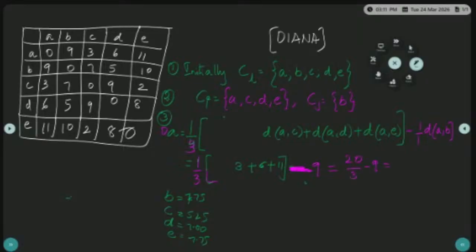What is the answer? 20 by 3 minus 9. Minus 2.33. Do the same for the others also, C, D and E.